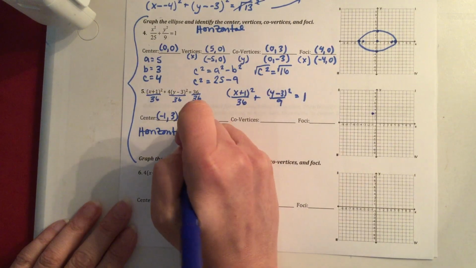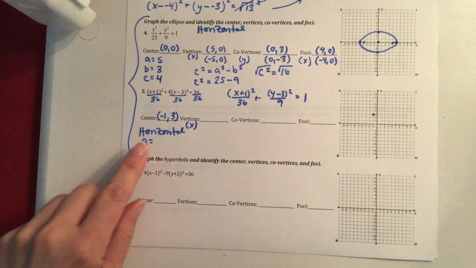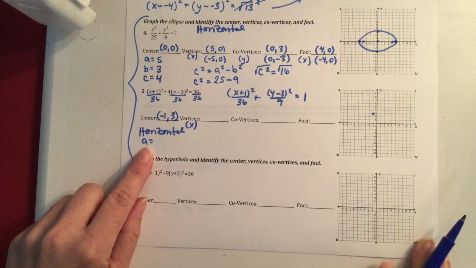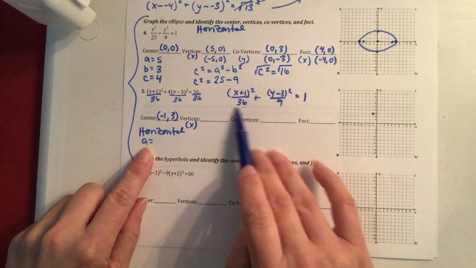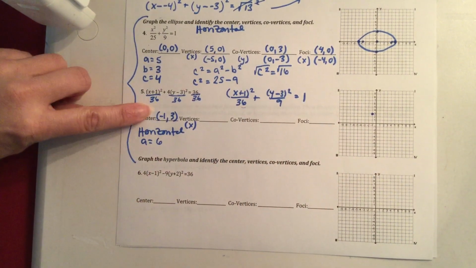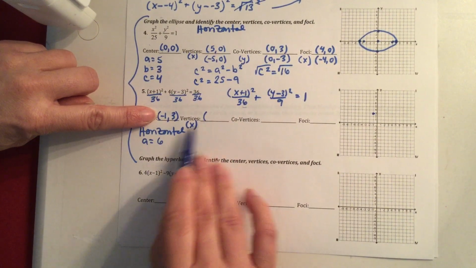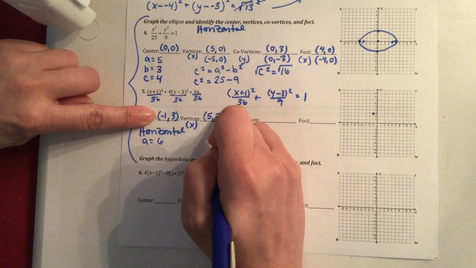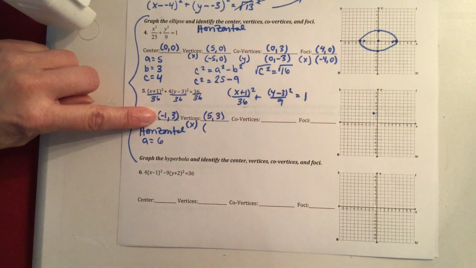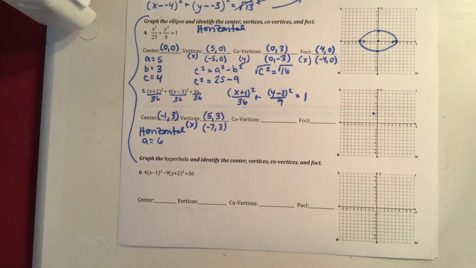Now vertices, because it's horizontal, I change the x. The way you change the x is you add and subtract a. A is the square root of the largest denominator. The square root of 36 is 6. So I have to go ahead and take the x value. So -1 plus 6 is 5. Keep the 3 the same. -1 minus 6 is -7. Keep the y value the same.